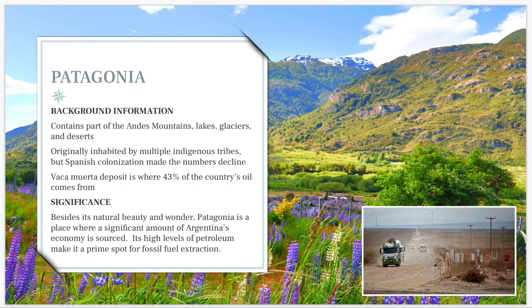And the Vaca Muerta deposit is in Patagonia, and this is where 43% of the country's oil comes from. So it is a huge place where the economy is sourced, and not all of Patagonia is as beautiful as it seems in the main picture. If you look down in the bottom right, that is what a lot of it looks like.